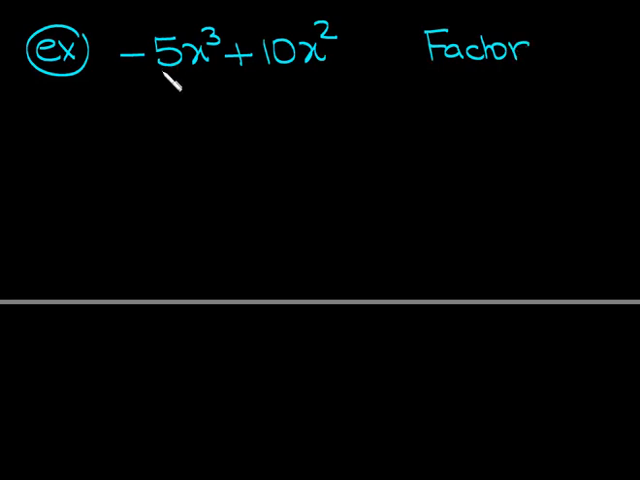So let's start with the numbers. There's a 5 here, there's a 10 here. Can you think of any number that divides both of them? Sure, the number is 5, so I can take out a 5. Okay, now I have 3 x's here. X cubed is x times x times x, and I have 2 of them here, so the greatest number of x's that are common to both of them is 2. Okay, so I took those 2 things out.